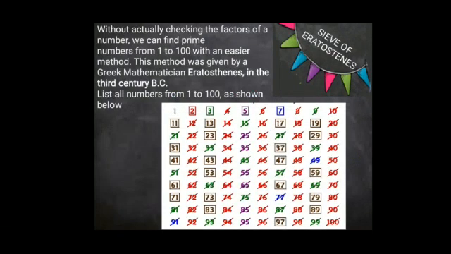Now we can find prime numbers and composite numbers without actually checking how many factors they are having, either 1 or 2. This was given by the Greek mathematician Eratosthenes in the 3rd century BC. So let us list all the numbers from 1 to 100 as shown below.